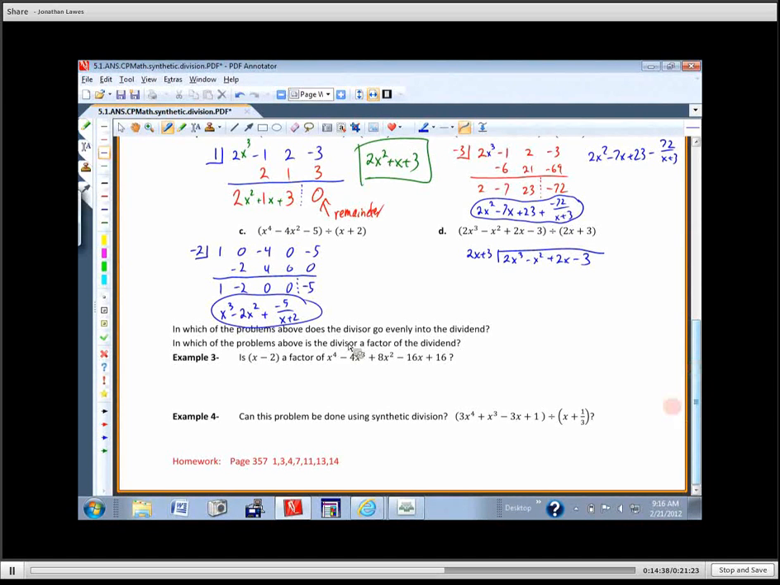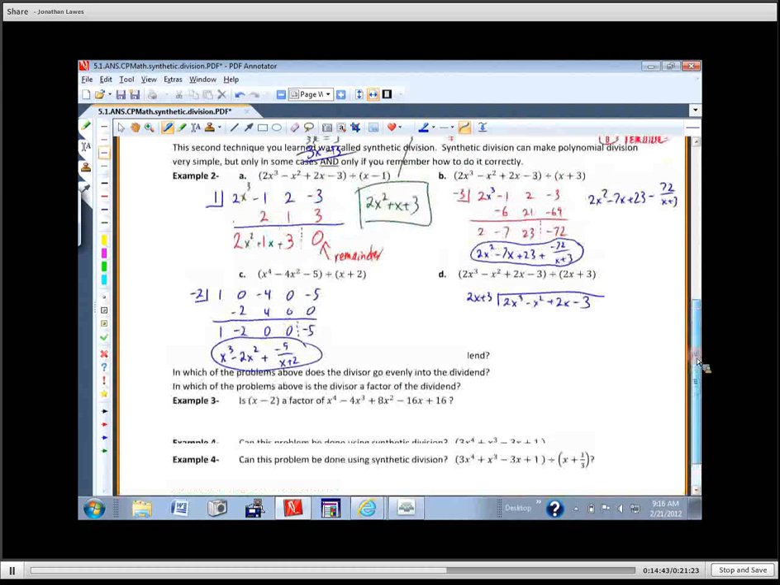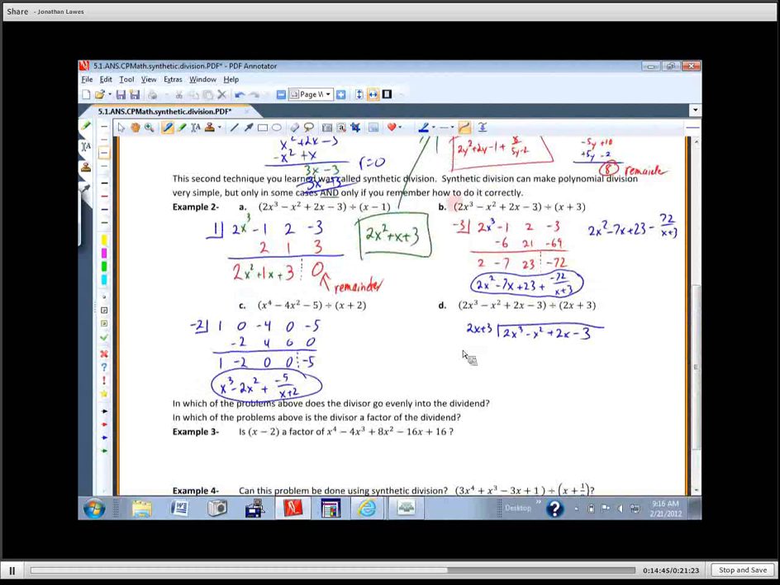So it says, which problems above does the divisor go evenly into the dividend? Of A, B, C, or D? Oh, let's see. Should we go ahead and finish this one? Okay. You go ahead and work. I'll go slow, see if we get the right thing.